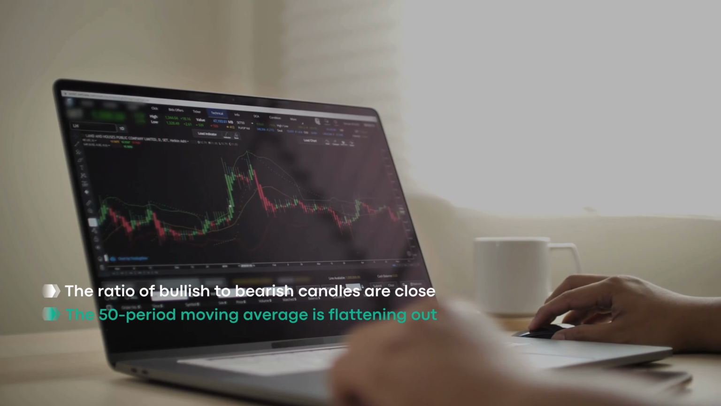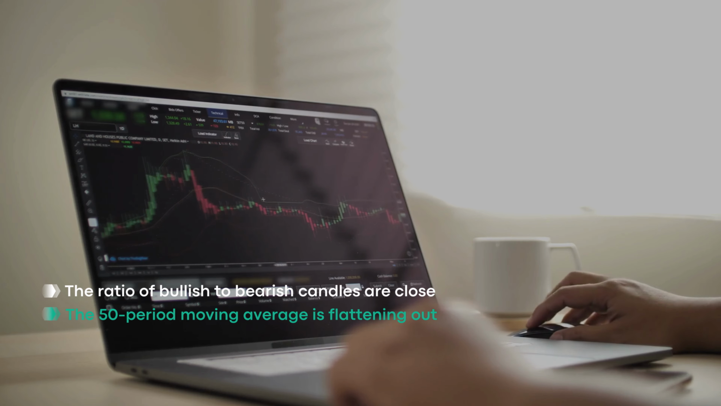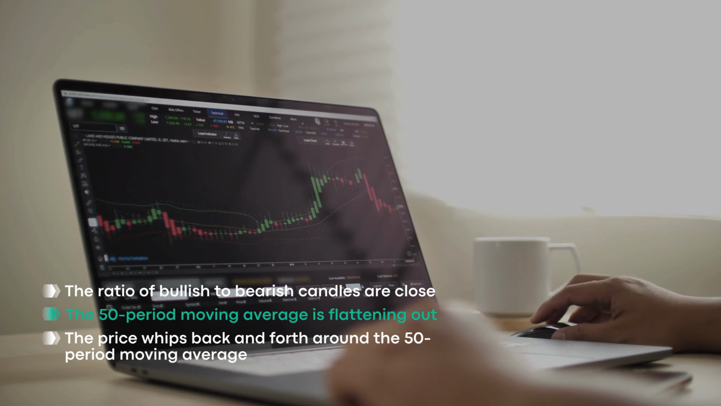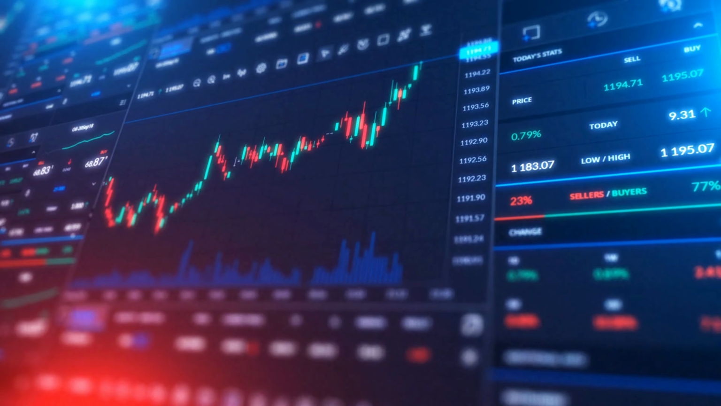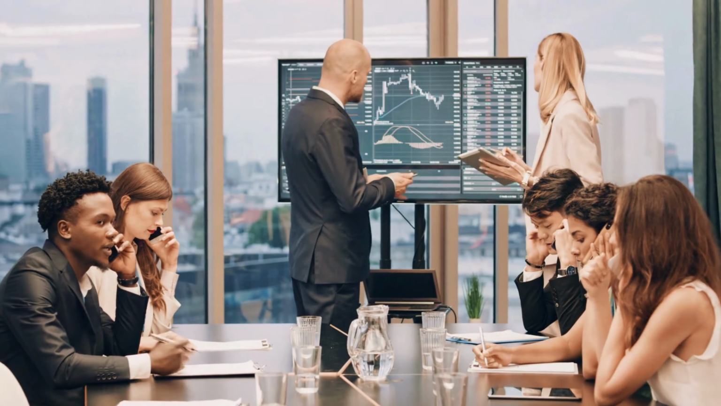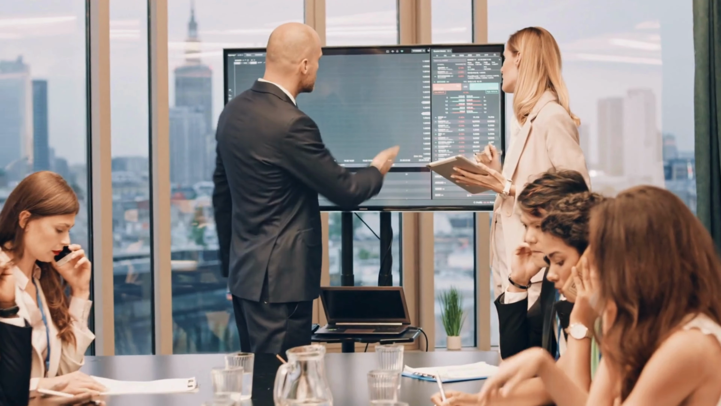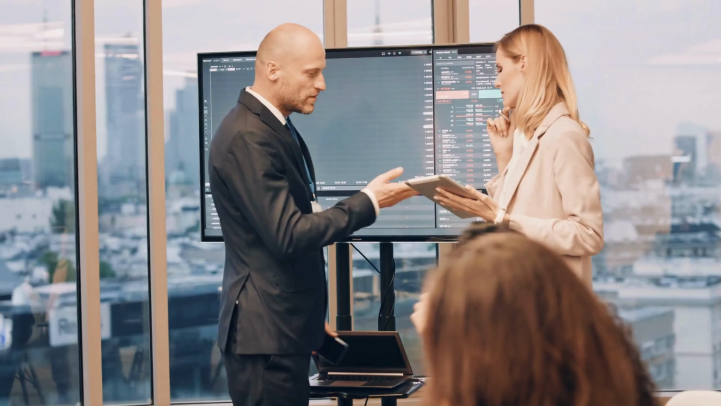The 50-period moving average is flattening out. The price whips back and forth around the 50-period moving average. As time goes by, stops will gradually build up beyond the range as traders long near the lows and short near the highs of the range.